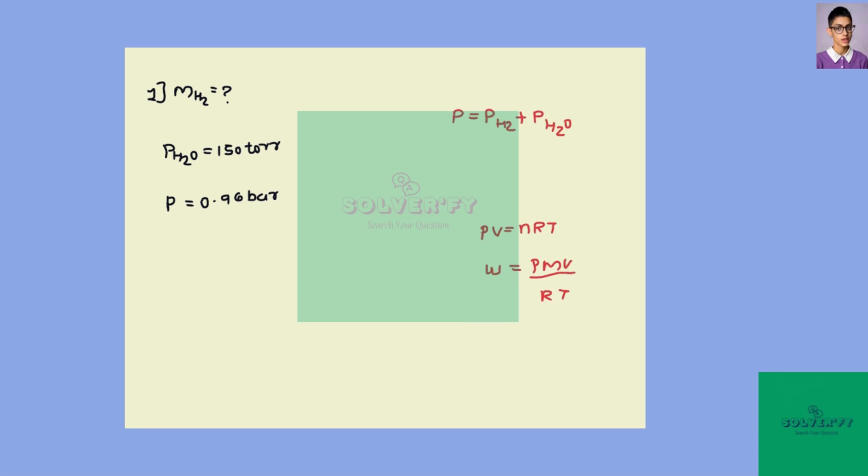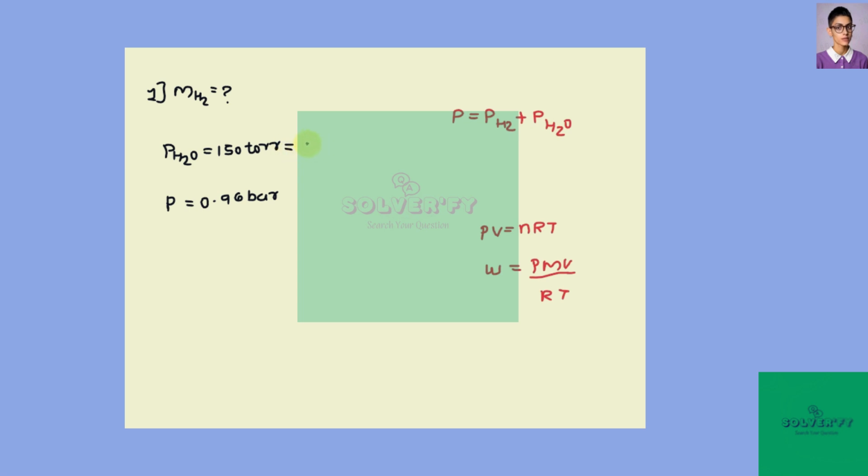Hello students, here in this question we have to find out the mass of hydrogen, where we are provided with the total pressure and the pressure of water. From the equation of Dalton's law, the total pressure is equal to the sum of the partial pressures of each component, that is P equals pH2 plus pH2O. Here we can find out the pressure of the hydrogen.